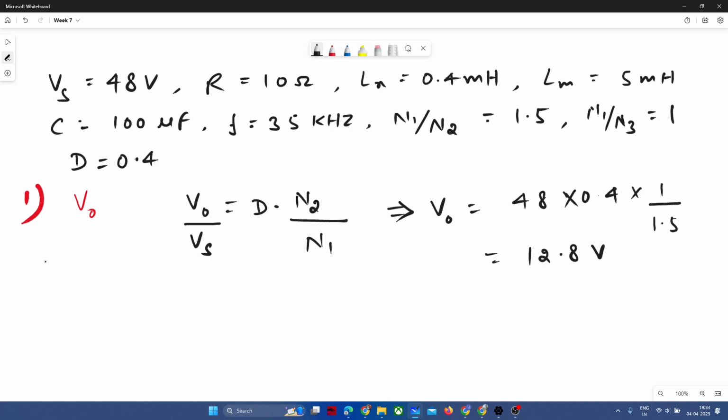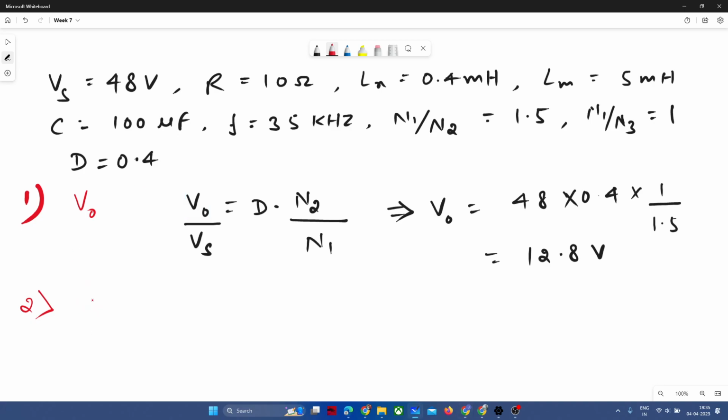so far so good. Now in the second part we are asked to compute the maximum value and minimum value of the load side inductance current. I think some noise is coming. If you have no questions, could you please turn off your mic? Yeah, thank you.